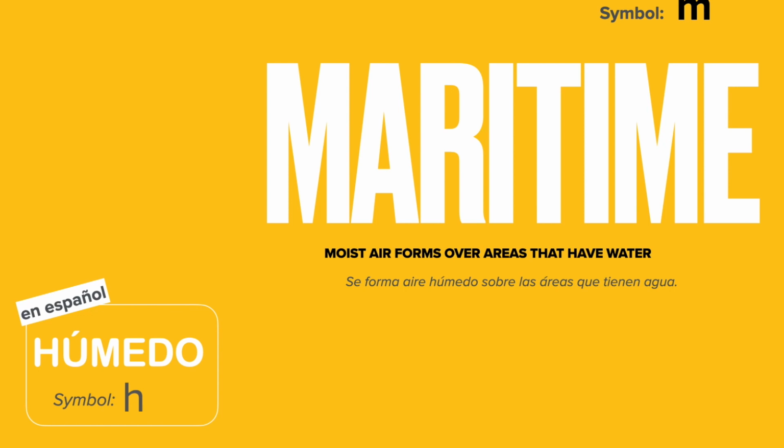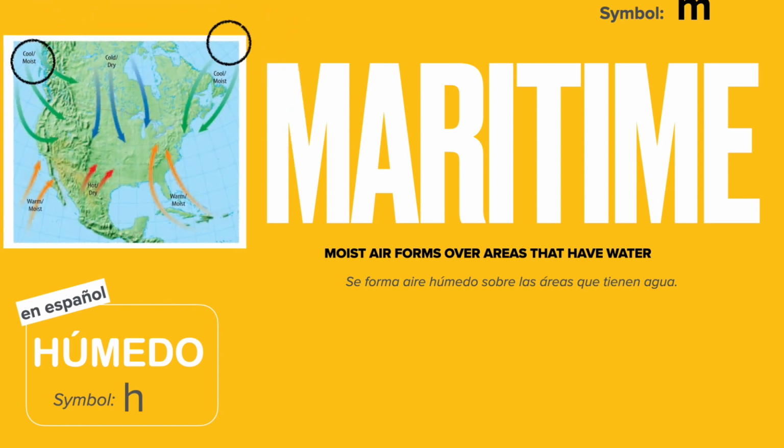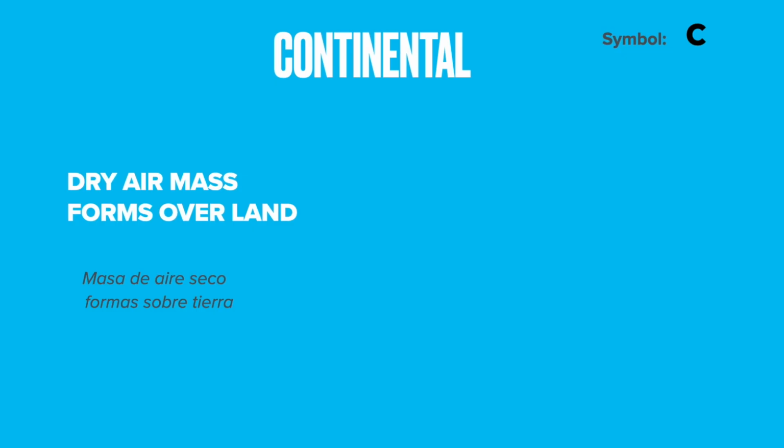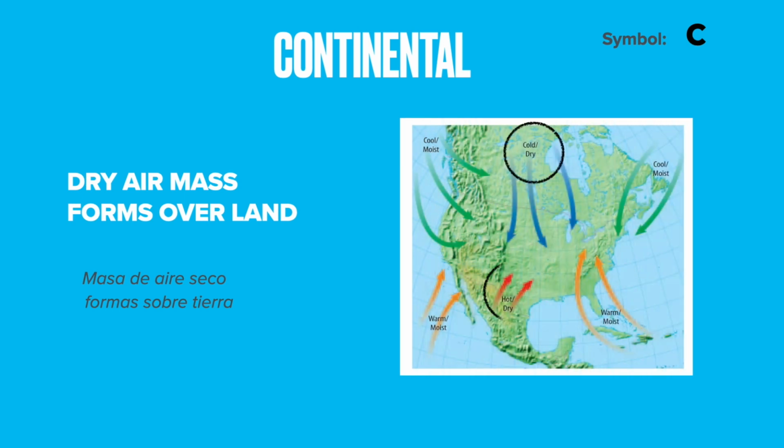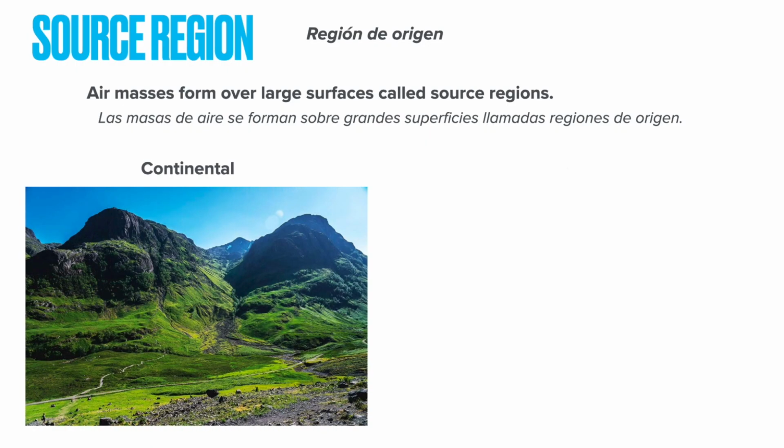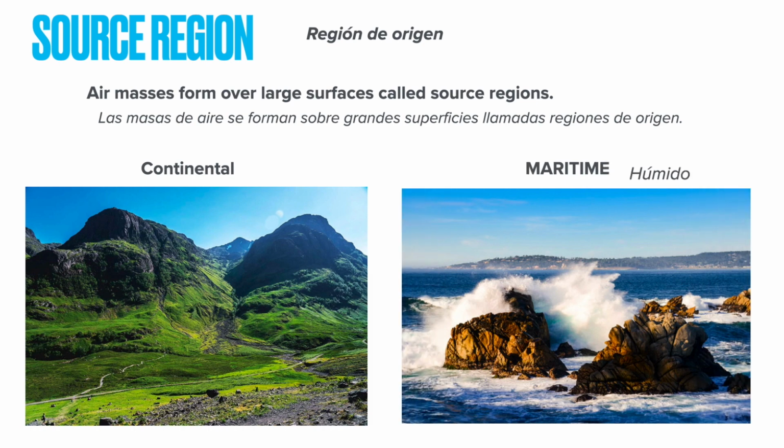So we say that an air mass is maritime if it's forming over water. And we use the symbol with a lowercase m. That's how we represent this moist air, maritime. So any of these air masses we would call maritime. These are maritime air masses. Dry air masses that form over land we call continental. So any of these air masses we would call continental air masses because they form over land. Remember, the ones that form over land are called continental, and the air masses that form over water are called maritime.